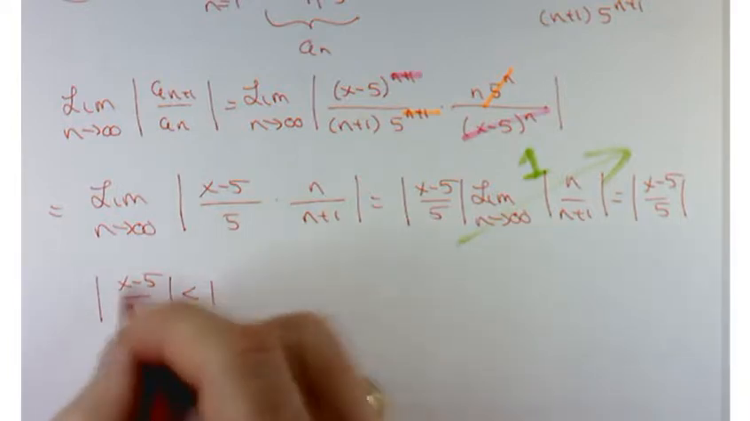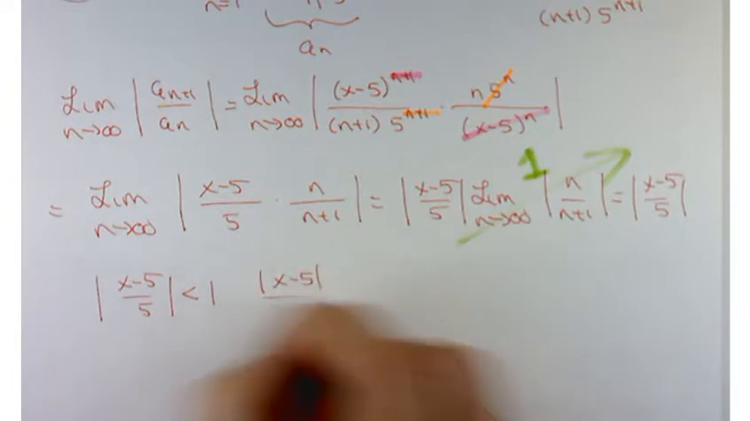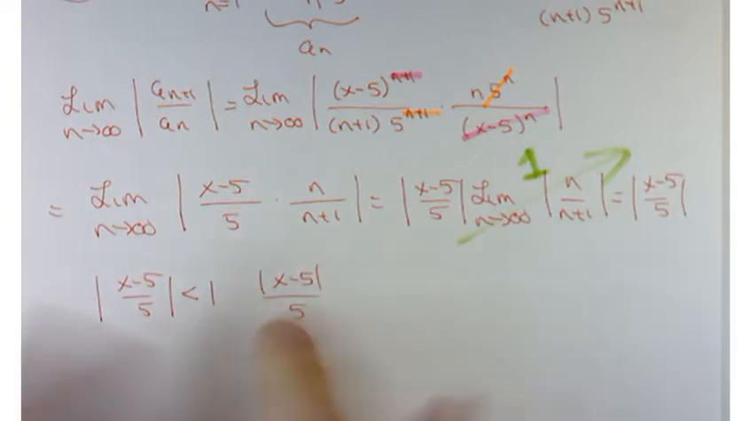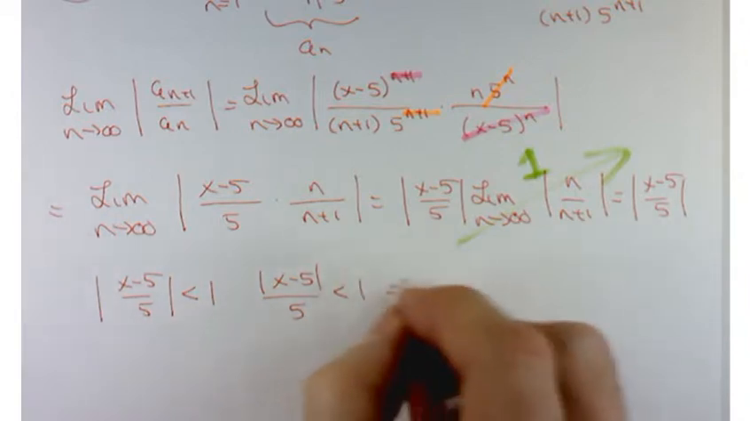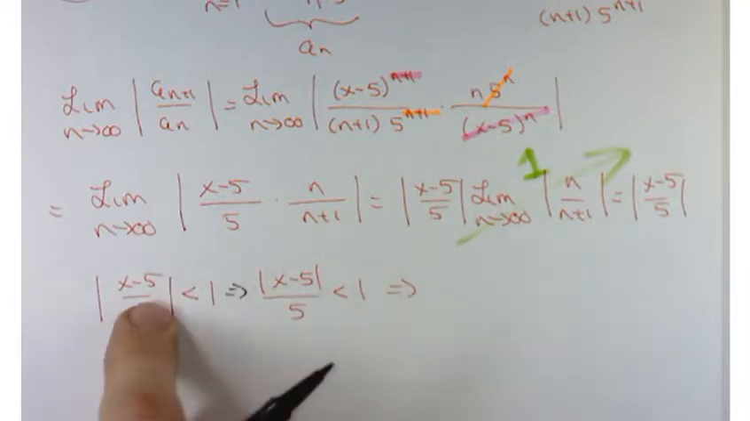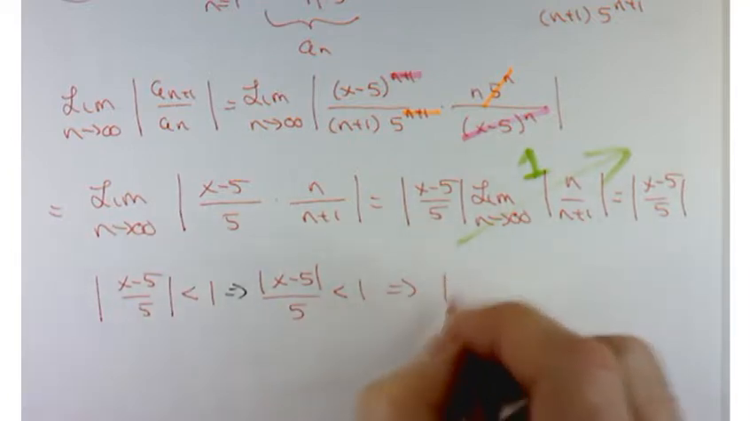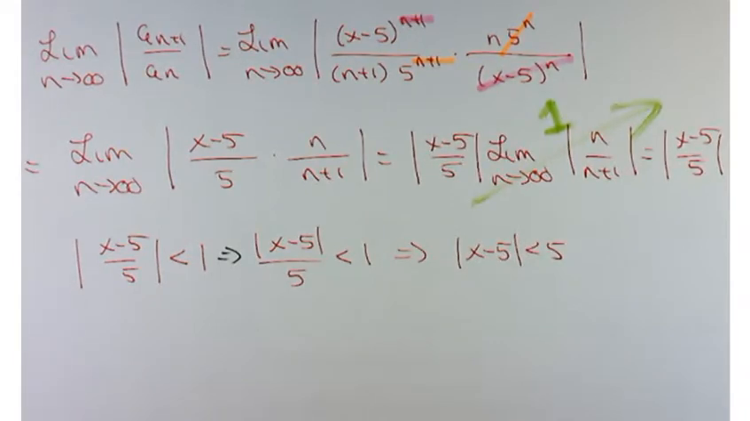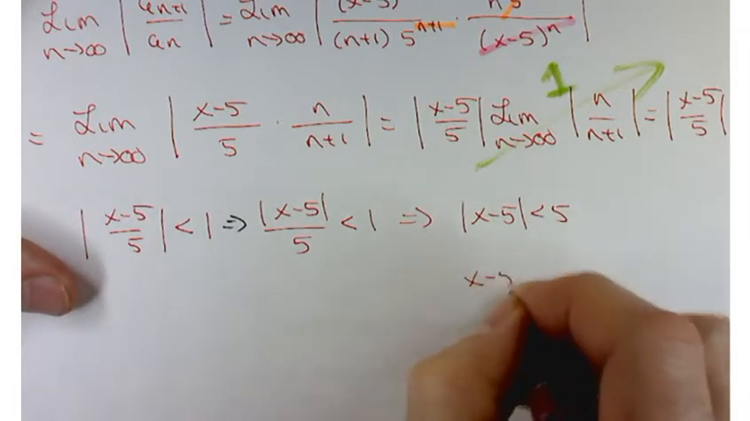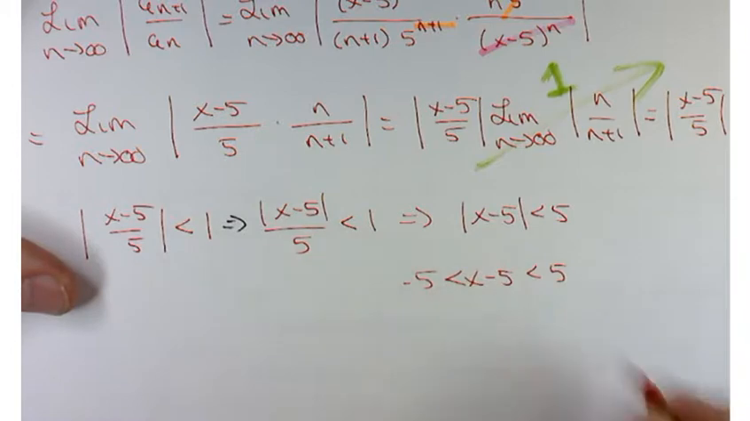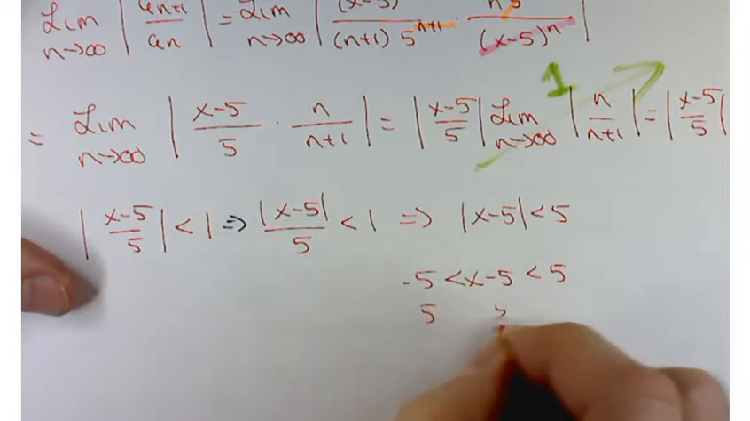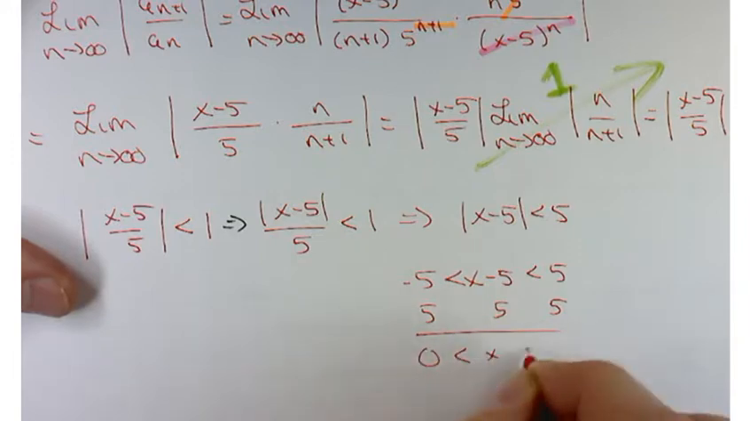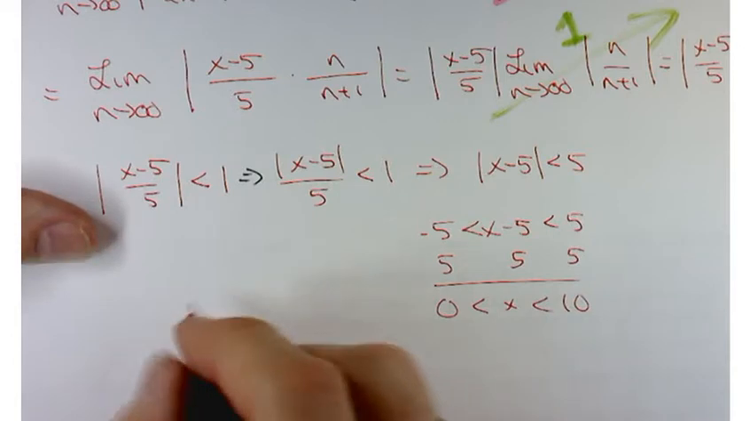Now because I'm dividing here, I can split that up as x minus 5 in absolute value over the absolute value of 5, which is just 5. Or in other words, the absolute value of x minus 5 is less than 5. So at this point, it's telling us that our radius of convergence is 5, but that doesn't quite give us the interval of convergence. So the interval of convergence is going to look like this. x minus 5 is less than 5 and greater than negative 5. Adding 5 to all parts of this inequality, I get 0 is less than x is less than 10. And that's your interval of convergence.